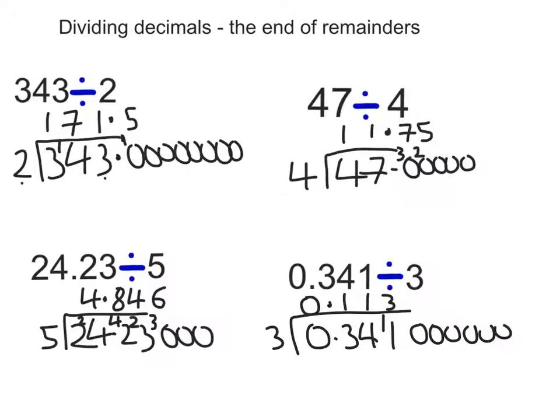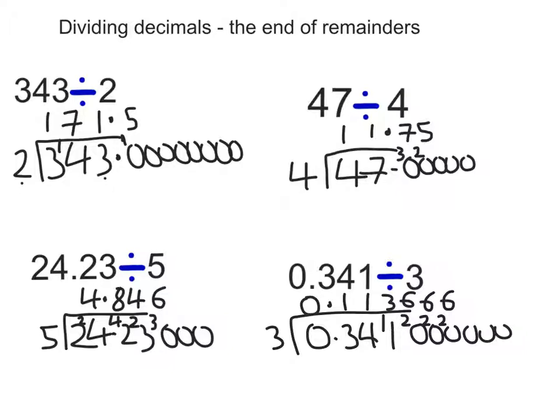Okay, so how many 3's go into 11? That was 3, carry 2. How many 3's go into 20? Well, you've got 3 6's are 18, so that's 6, carry 2. How many 3's go into 20? Well, again, that's 6, carry 2. And this is going to go on forever. We're just going to have this pattern.